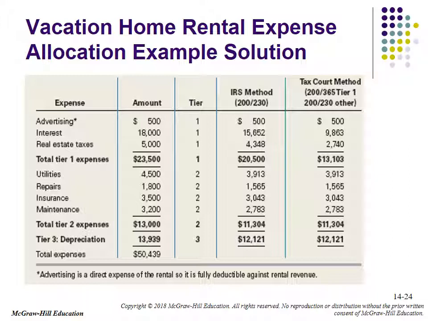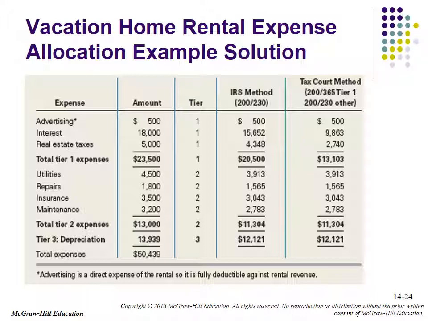Take a look. The interest under the tax court method, they use 200 days of rental over a 365-day year. So they're allowing more of the interest, or I'm sorry, less of the interest and less of the real estate taxes as a rental expense. Don't forget, the difference between the $18,000 in mortgage interest and $98.63 that were allowed under the tax court method, that's considered a personal payment and can be deducted as an itemized deduction. Same with the real estate taxes.